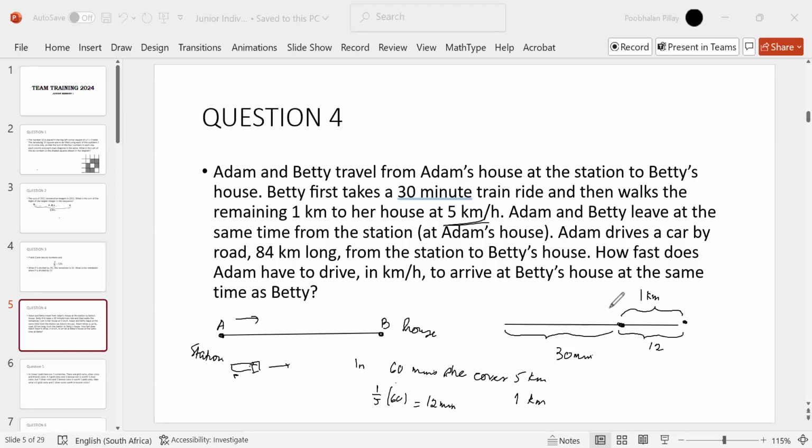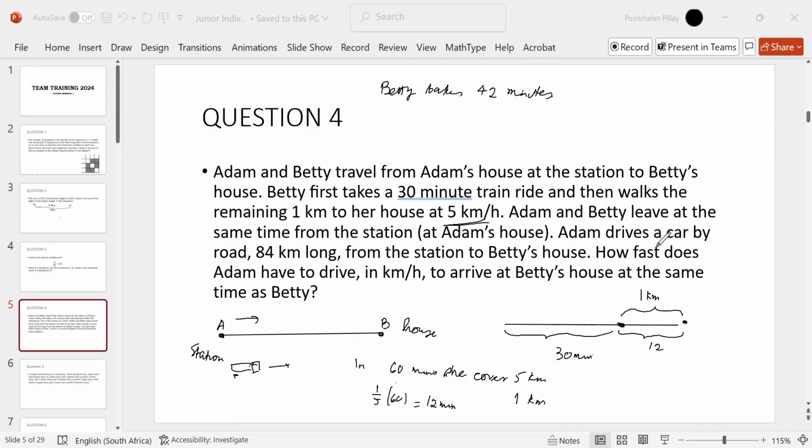See, I'm not even reading the rest of the question. I'm building up as I'm going along and trying to get as much information as possible, right? So that I understand the problem perfectly. So what I've just discovered here is that Betty takes 42 minutes to reach her house. The first part by train, 30 minutes, and the walk takes 12 minutes.